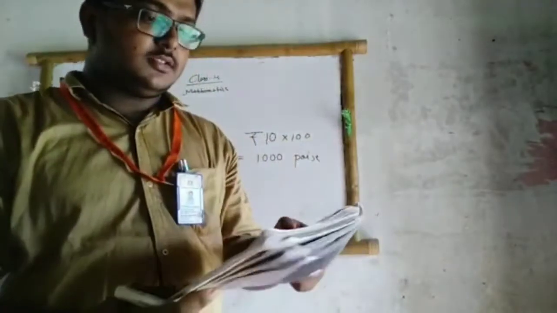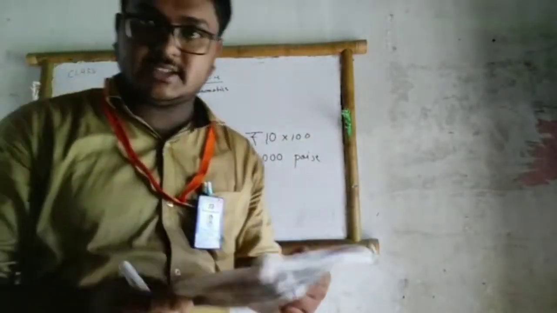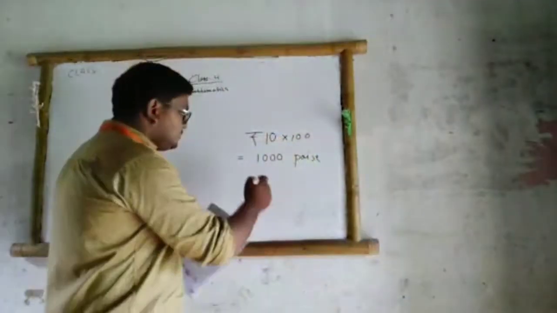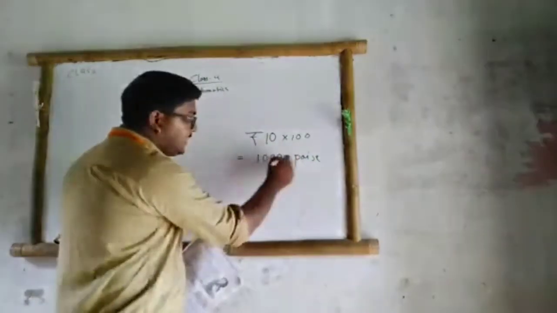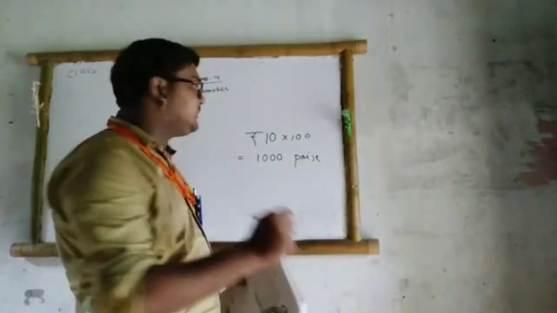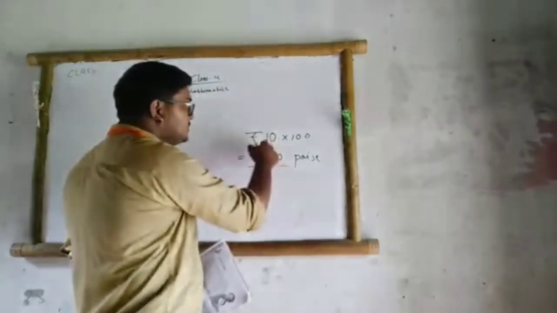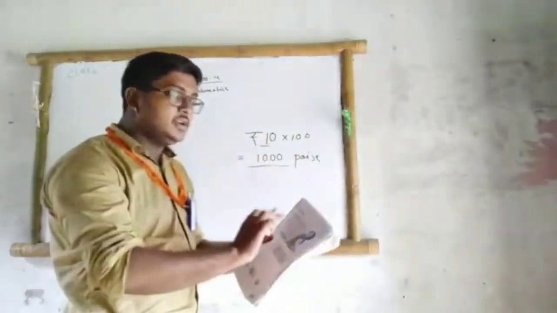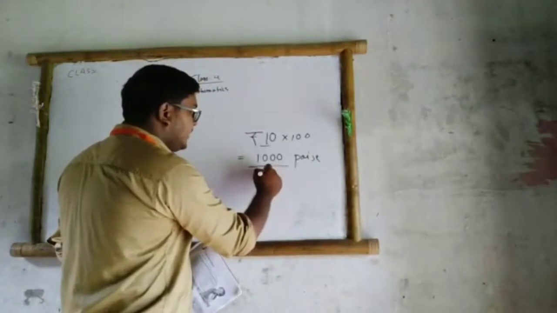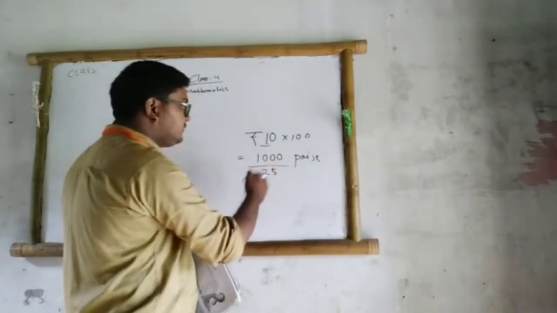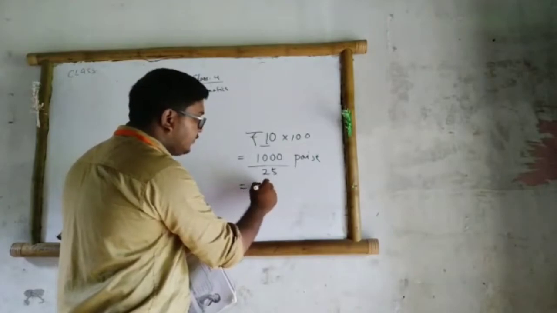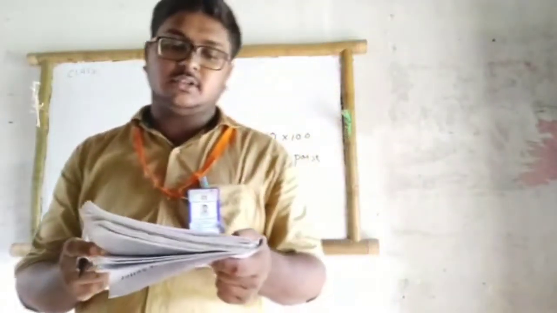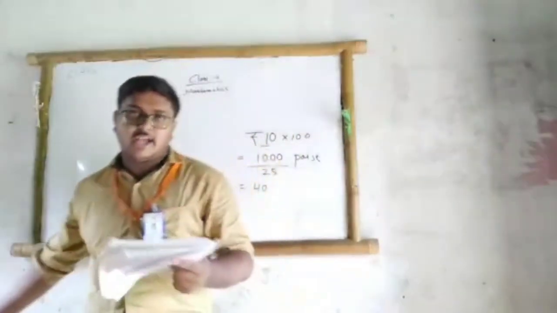Now students, you have to solve this one. Rupees 10 is equal to dash 25 paisa coins. In this case, you have to divide this 1000 by 25, because rupees 10 is equal to 1000 paisa. When you divide 1000 by 25, you will get 40. So the answer is rupees 10 is equal to 40 25-paisa coins. Okay. Next one.